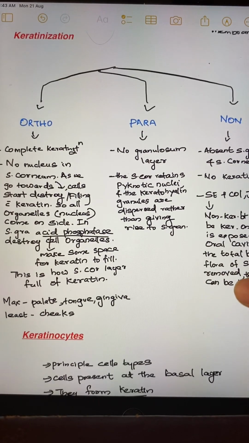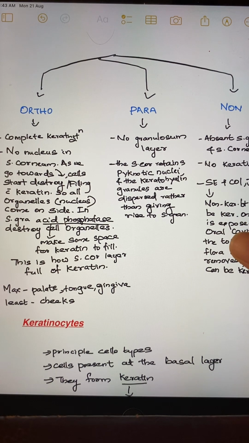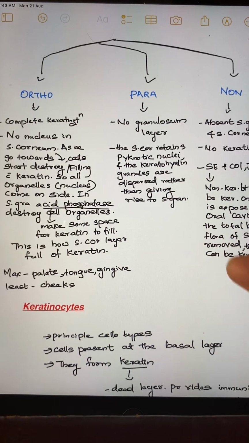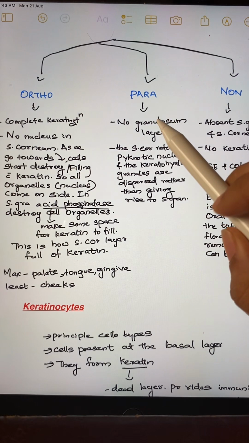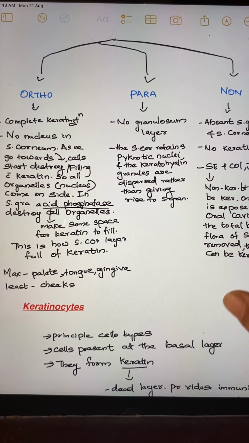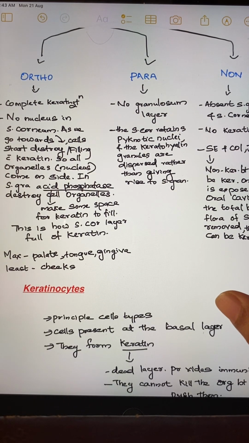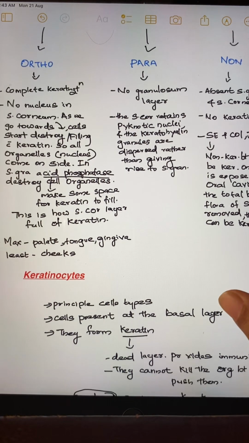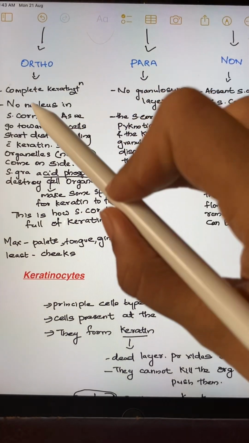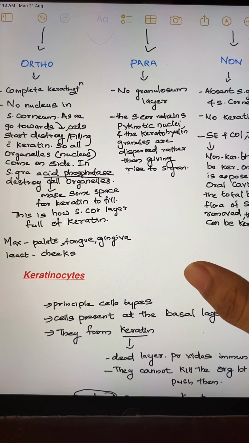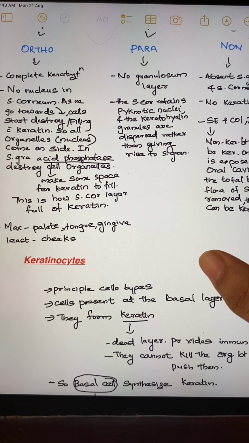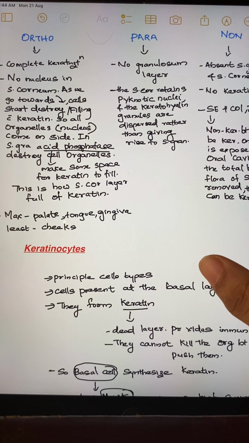Then keratinization. When we talk about keratinization, there are three types. One is orthokeratinization, then parakeratinization, then non-keratinization. What is orthokeratinization? That is a complete keratinization because there is no nucleus in the stratum corneum. As we go upwards, the cells start to be destroyed and fill with keratin. So the living cell fills with keratin. Keratin is the dead layer. So all organelles go to the side.